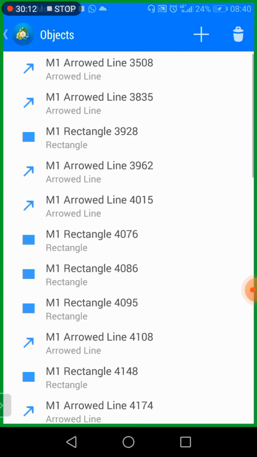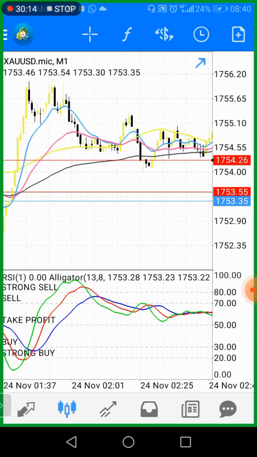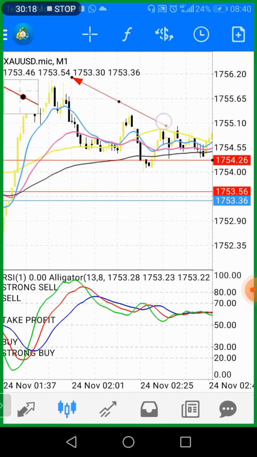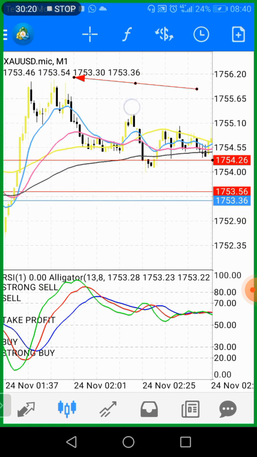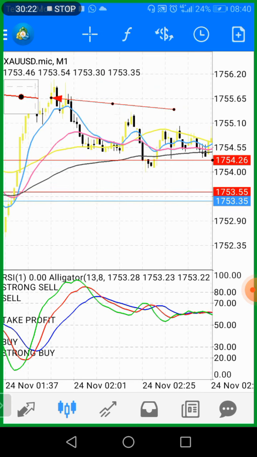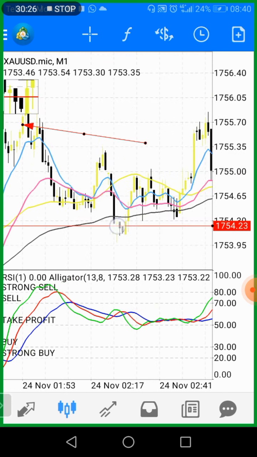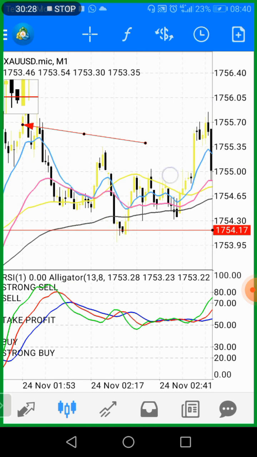Here's another double top here, guys. A double top. It's actually a triple top, guys. You can see these things, they are playing out a lot. You could have taken your entry there.